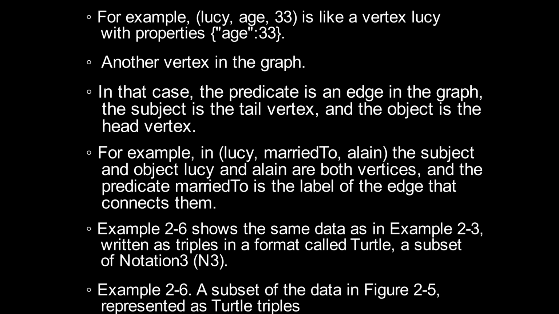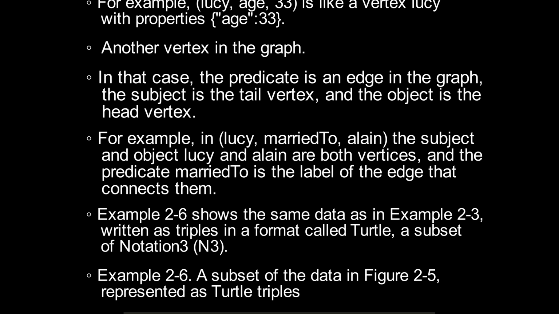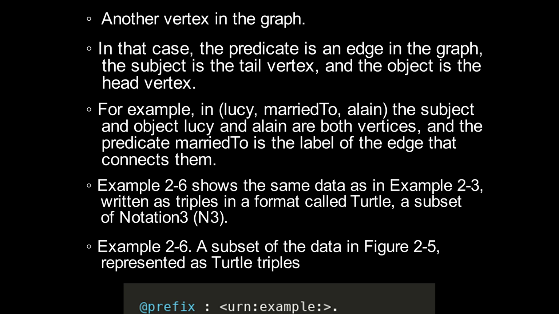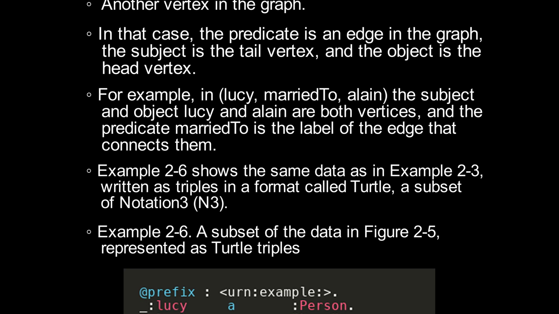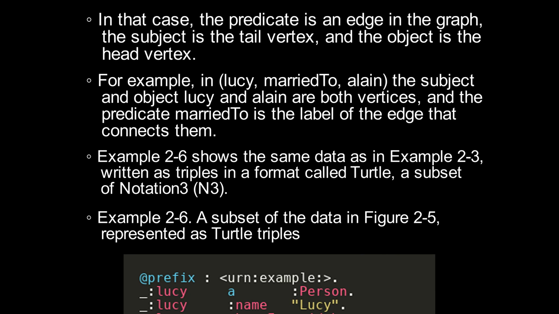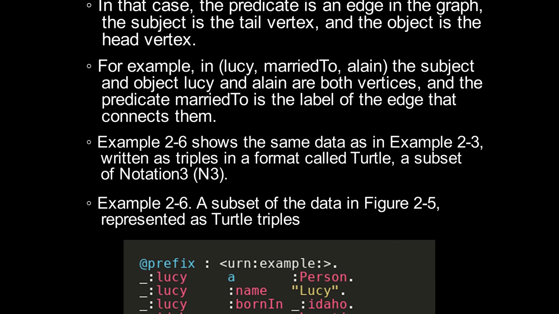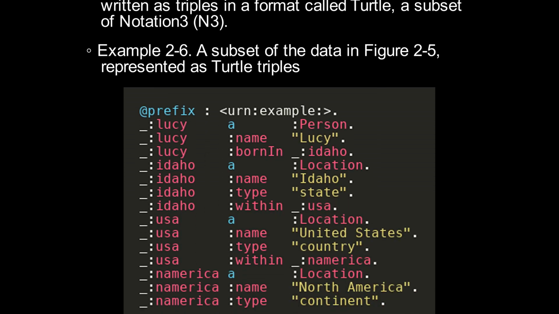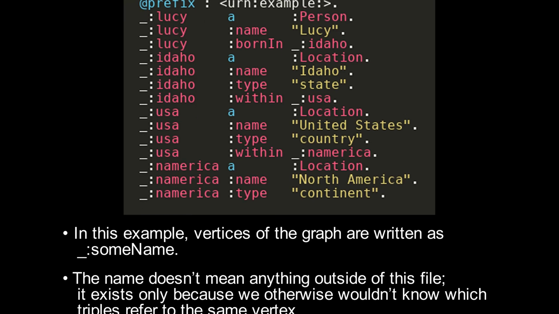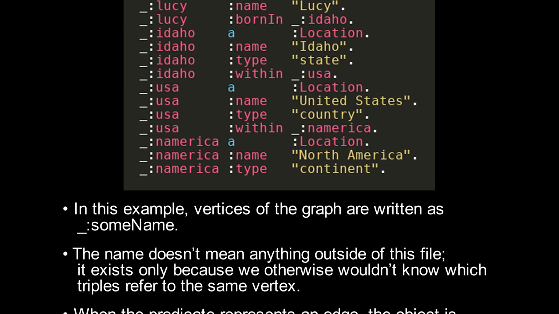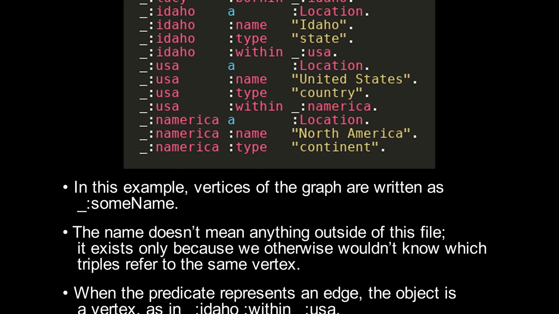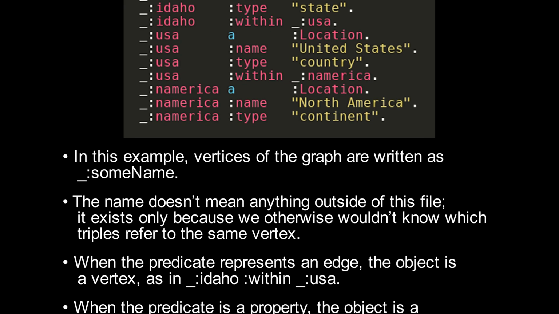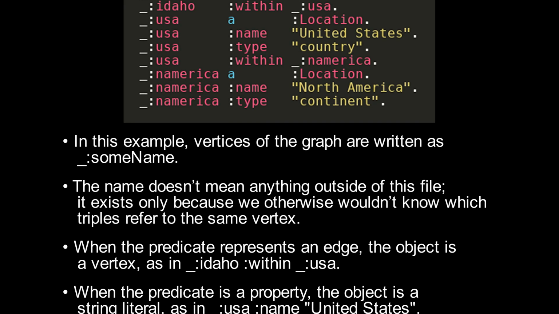Example 2-6 shows the same data as in example 2-3, written as triples in a format called Turtle, a subset of Notation3 (N3). Example 2-6: a subset of the data in figure 2-5, represented as Turtle triples. In this example, vertices of the graph are written as _:someName. The name doesn't mean anything outside of this file. It exists only because we otherwise wouldn't know which triples refer to the same vertex.